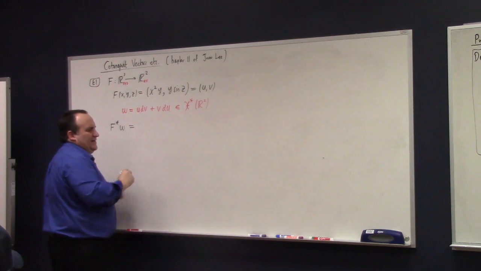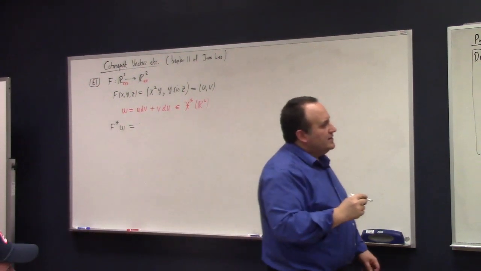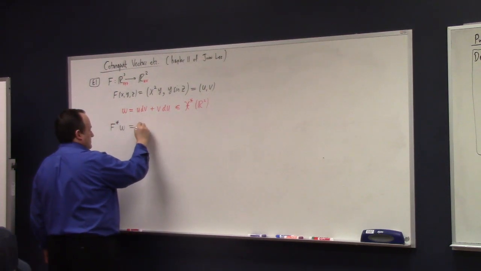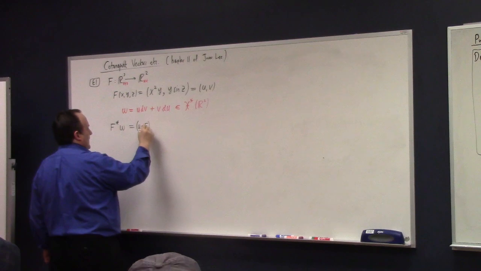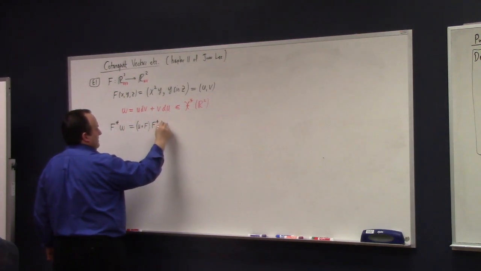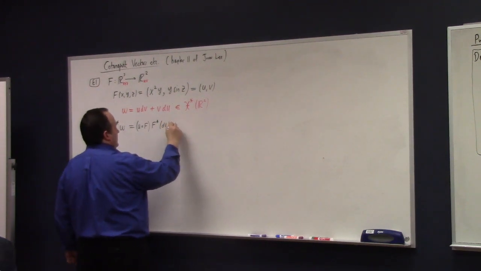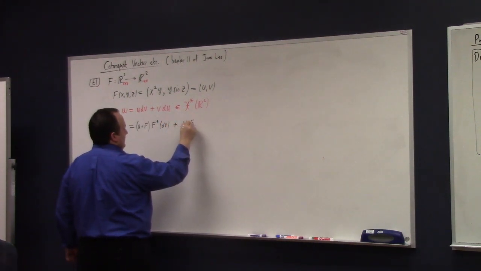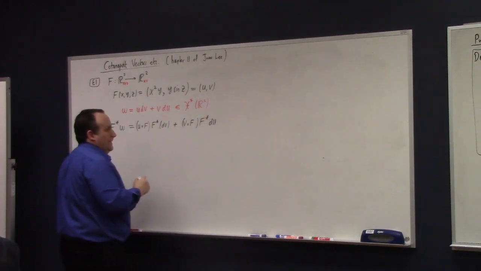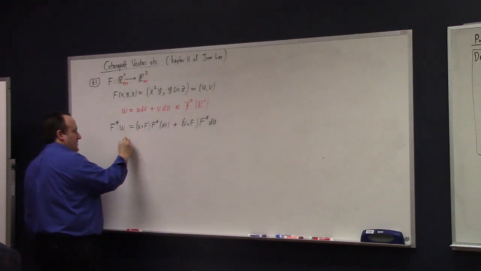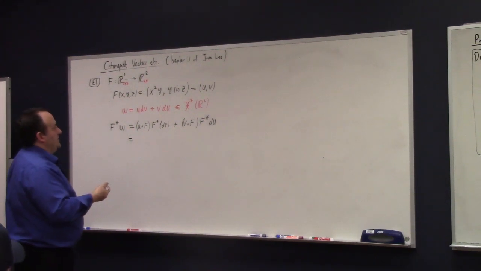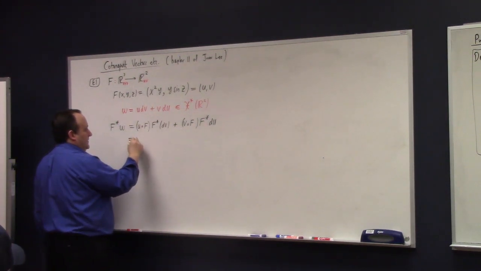How's it go? I can't forget. Yeah, u composed with f, times f pullback dv, plus v composed with f, times f pullback du. But how does that actually calculate? Well, what's u composed with f? Well, u composed with f is just x squared y.